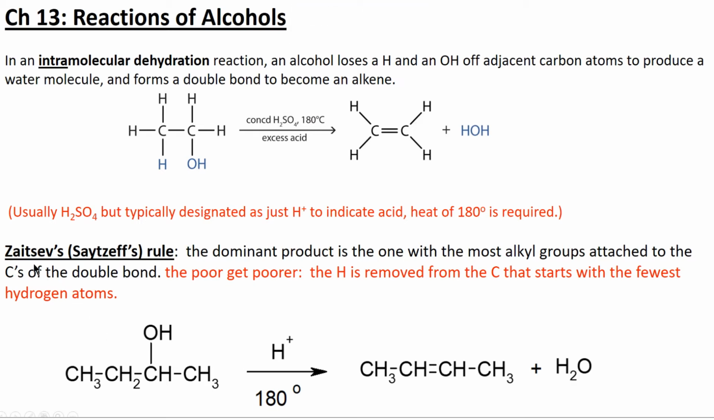All right. Don't forget Zaitsev's rule, which is that the dominant product is the one with the most alkyl groups attached to the carbons of the double bond. If that doesn't make sense, remember the poor get poorer, which means the hydrogen is removed from the carbon that starts with the fewest hydrogen atoms, the opposite of Markovnikov's. So if you take a look here, this is the carbon that the OH is attached to. Look at your neighboring carbons. Which one has the least? The CH2 group does. Because of that, this is where your double bond is going to form, which is shown here. And you lose water in the process because it took that hydrogen off.